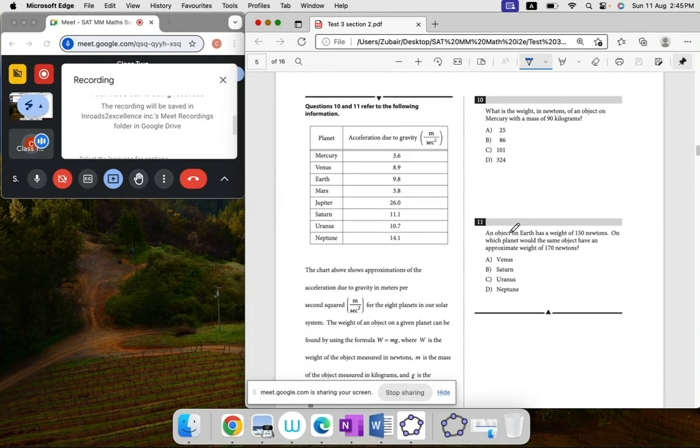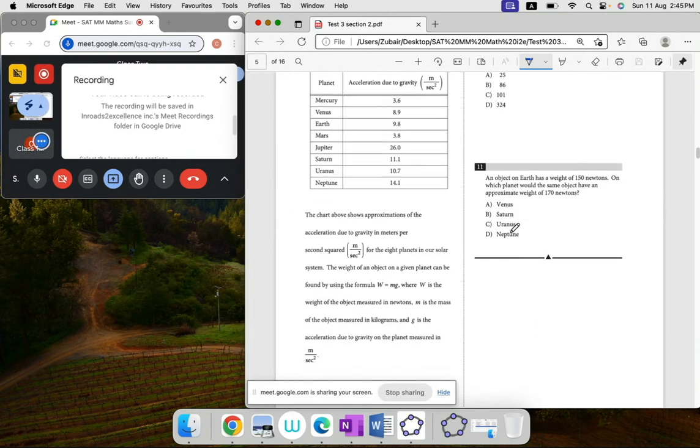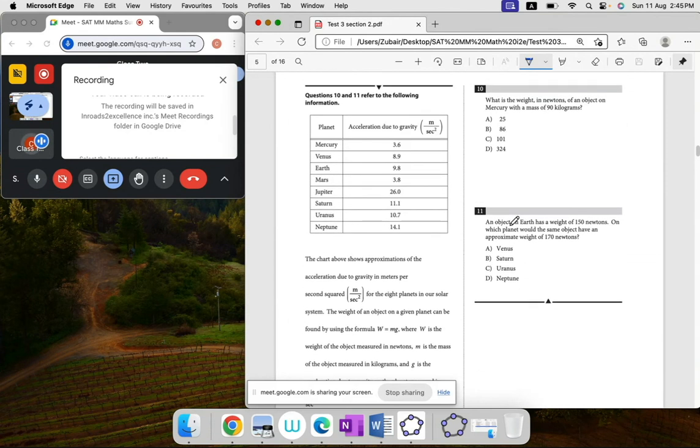10 and 11 refer to the data given. Okay, let's see what the question is. We'll come back later to the data. What is the weight in newtons of an object on Mercury with mass 90? So Mercury 3.6, 90 times 3.6 is 324.